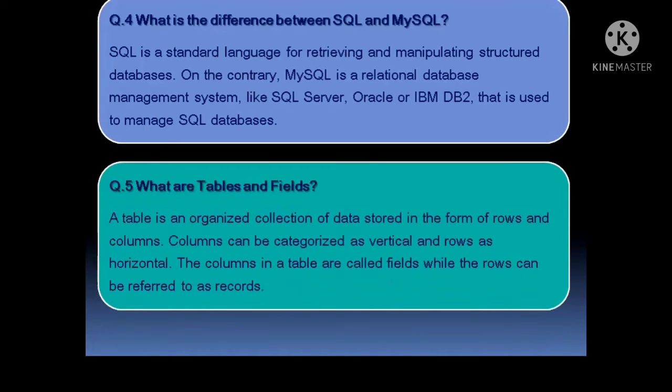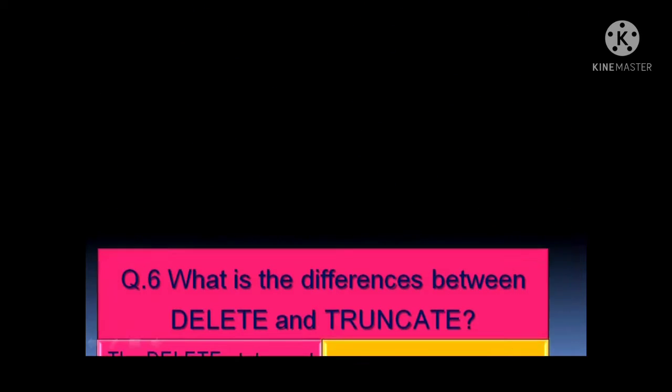Question number 5. What are tables and fields? A table is an organized collection of data stored in the form of rows and columns. Columns can be categorized as vertical and rows as horizontal. Columns in a table are called fields, while the rows can be referred to as records.